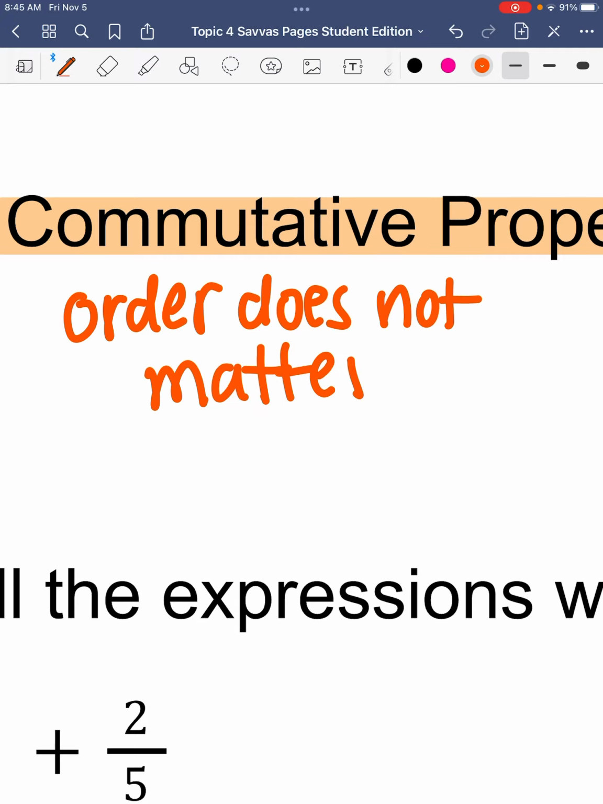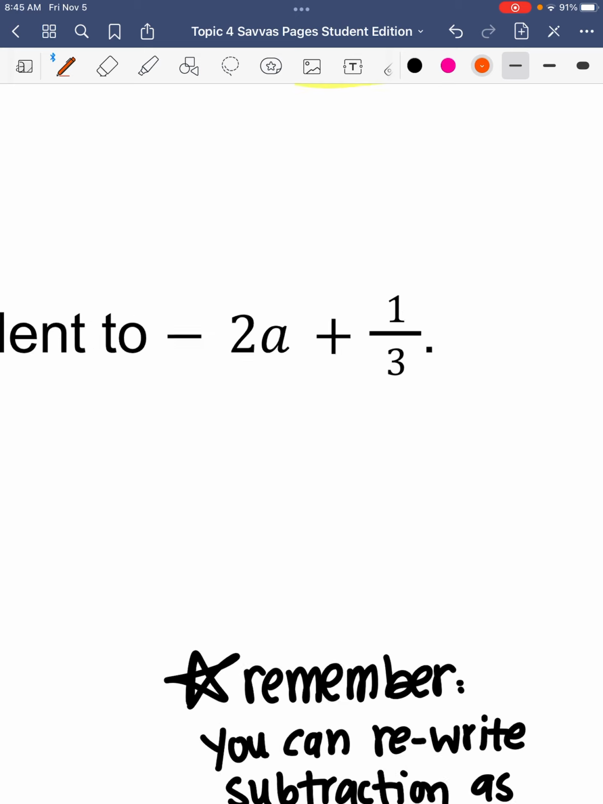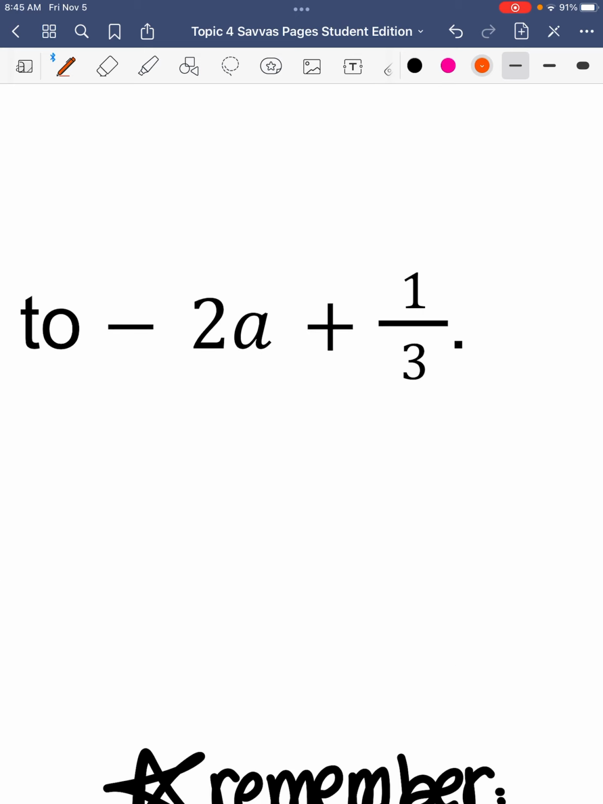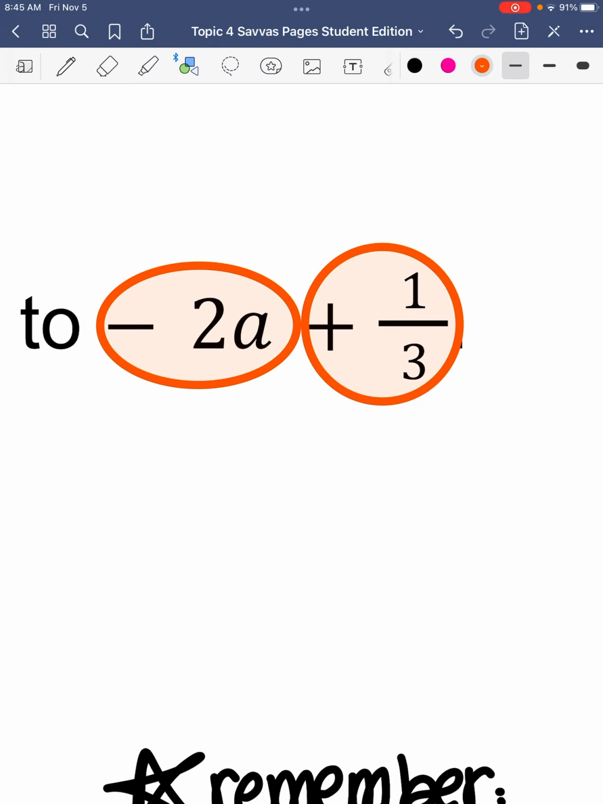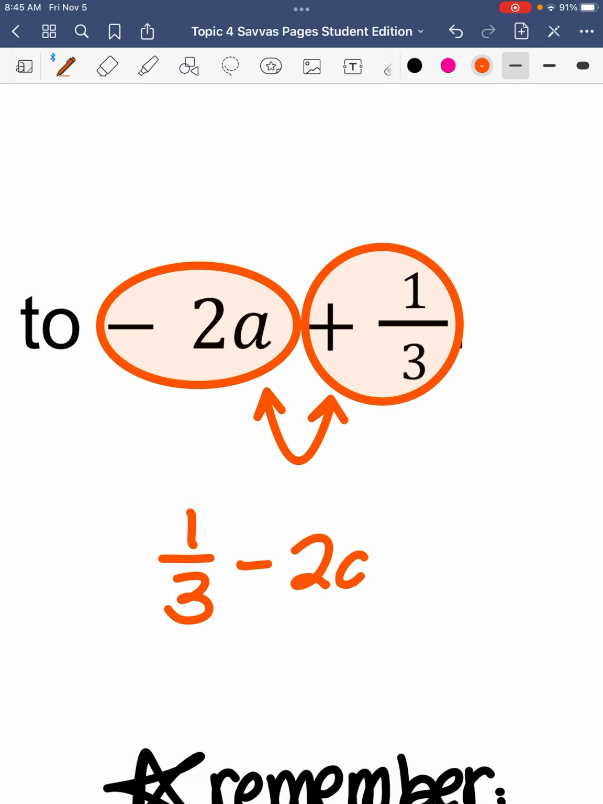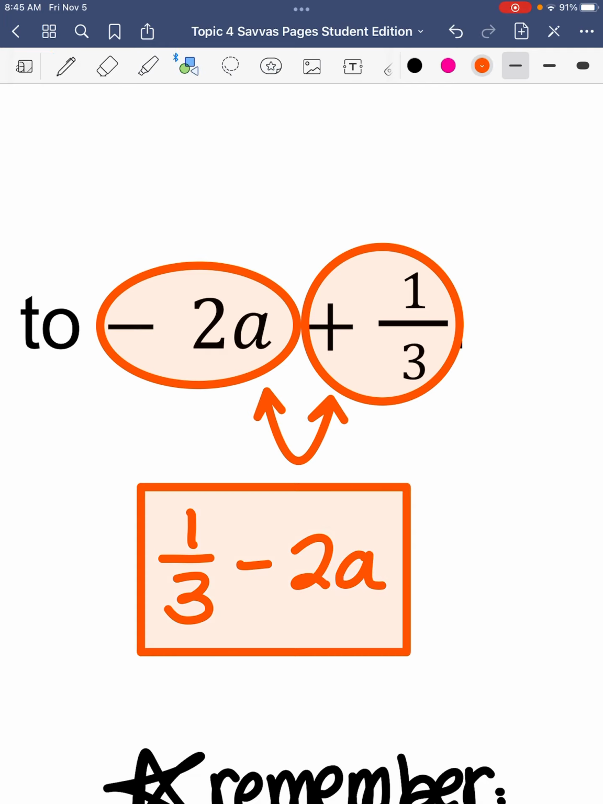So we can flip-flop the order when we have expressions that look like this. Our first term here is negative 2a, and our second term is positive 1/3. So I'm just going to flip-flop the order, and I'm going to write positive 1/3 out in front, and I'm going to put negative 2a behind that. So 1/3 minus 2a is my new expression.